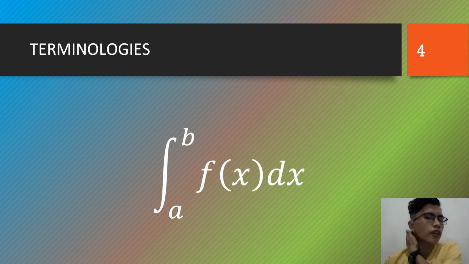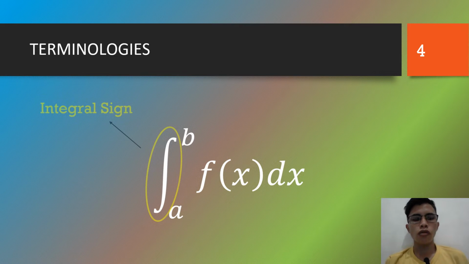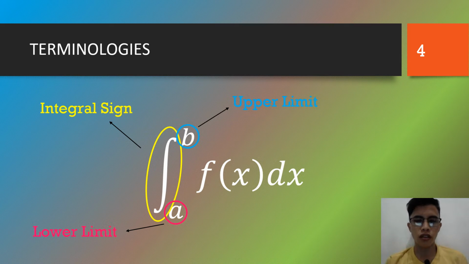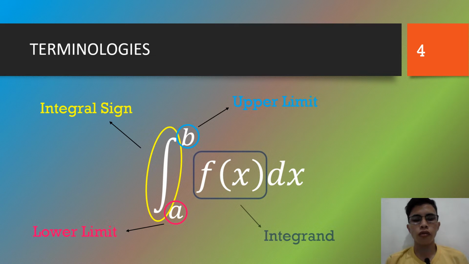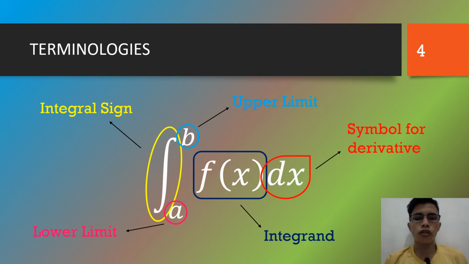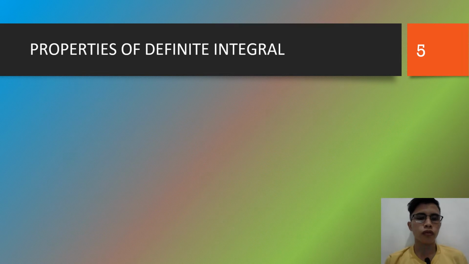Let's have here the different terminologies. So ano ba itong tinatawag natin? We have first the integral sign. So ito yung integral sign. Then we have the lower limit, which is the a, and the value of the upper limit, which is b. Then we have here the integrand, yung f of x. So integrand siya kasi we are in an integration. And we have here the symbol for the differential. Okay.